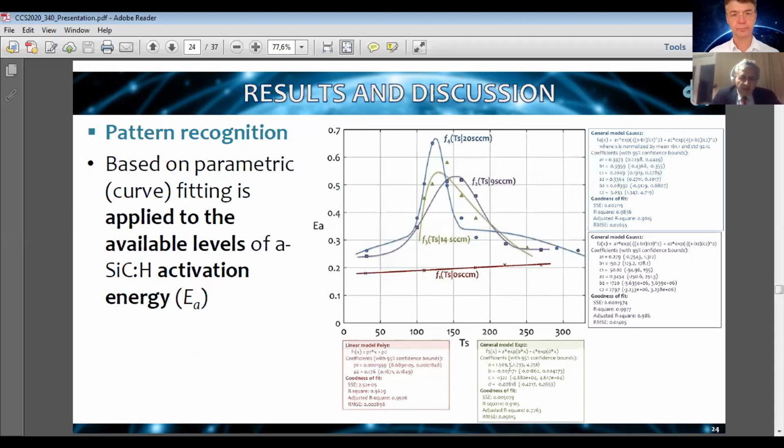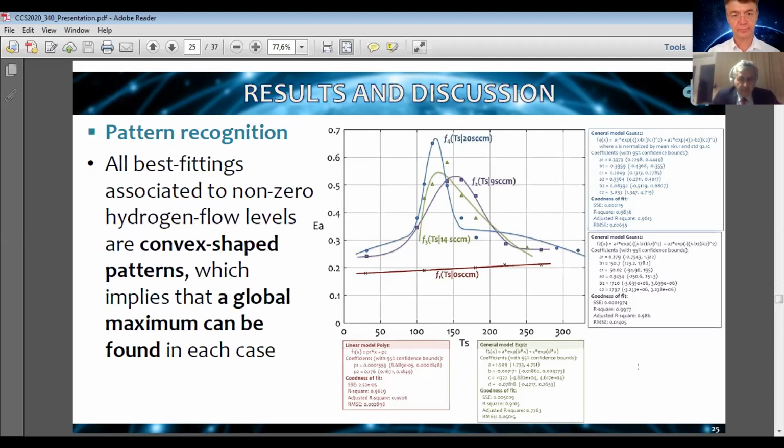In the second part of the analysis, we applied pattern recognition based on curve fitting methods. Also, this approach was applied on activation energy data. As you can see, all fittings that are associated with non-zero hydrogen flow levels shape convex patterns, which implies that there is a global maximum that can be found in each curve. That means, of course, that there is an optimum temperature value where the activation energy reaches the maximum, the optimal values. That means that we can get optimum structures.